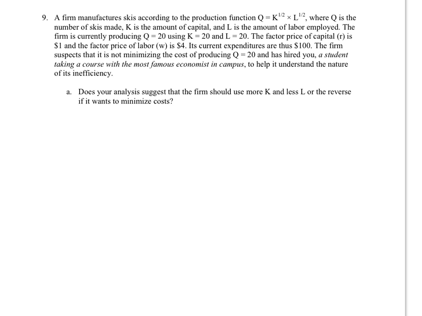This problem we did in class, again, there's nothing different from what we've done before. The firm is actually using capital and labor at a ratio of 1:1, but they really should be using a ratio of K over L equals 4. I'm using the same numbers, 4, right? So it should be 4L to 1K.